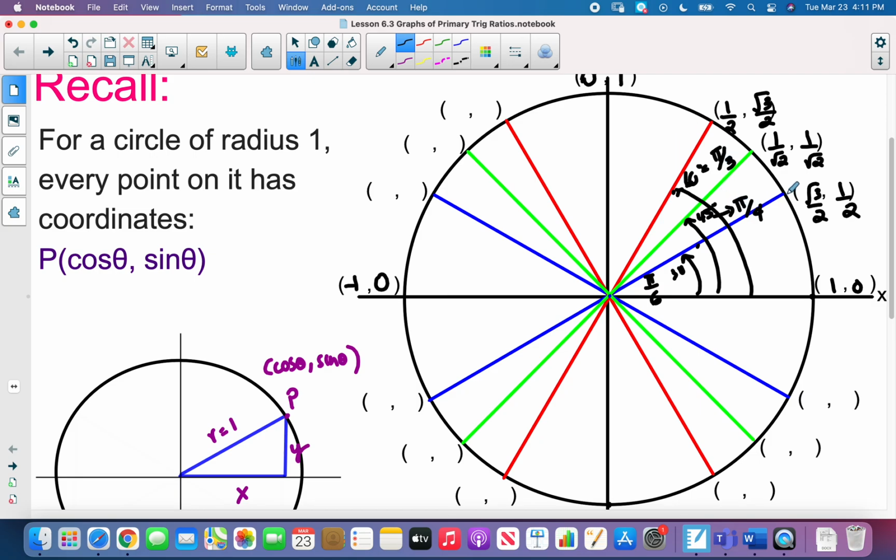So if you look at this blue over here, this is 30, pi over 6. And this angle here will also have the same answers that we have numerically for this point here, cos theta and sine theta. So it will be the same. It will be root 3 over 2 for cos and half for sine. But we also have to remember the CAST rule.